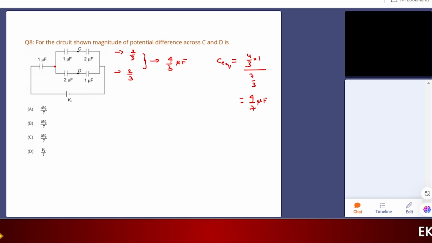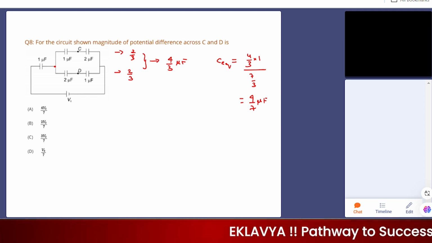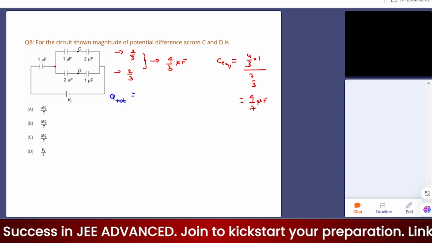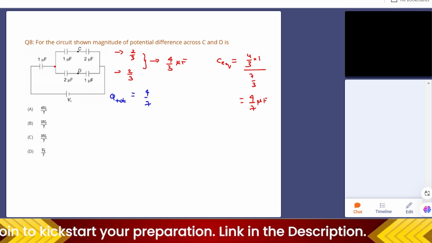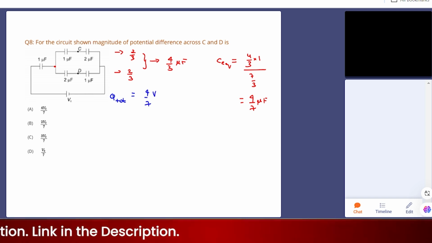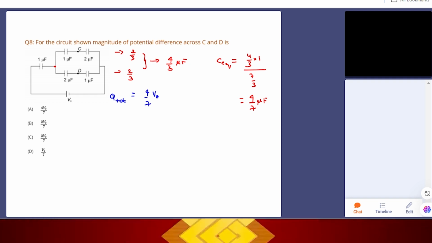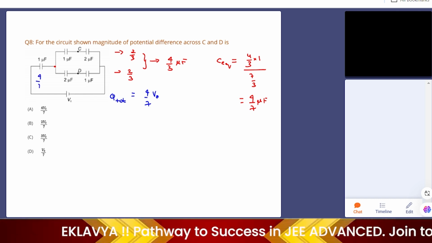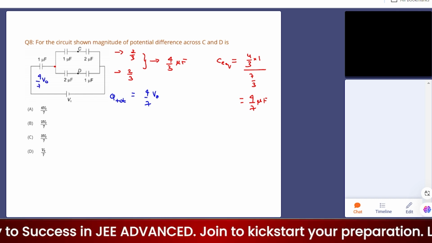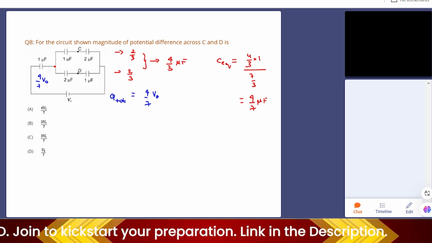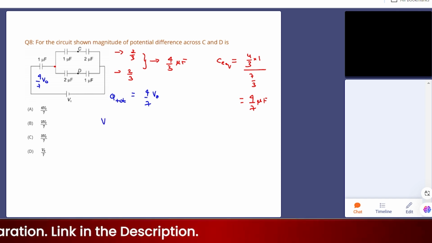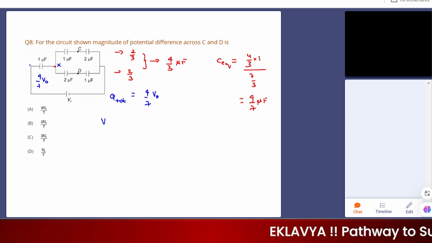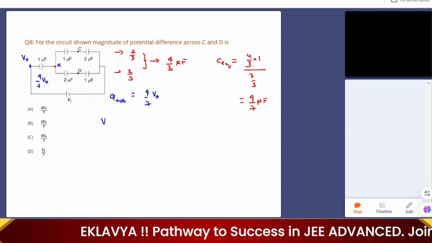From this, I can get the overall Q value. Okay, I got the C total. Let me get the Q total. So Q total will be C equivalent, that is 4 by 7, into V equivalent, that is V naught. So I get the Q total as 4 by 7 V naught, which means this particular 1 microfarad will have a total of 4 by 7 V naught of charge. What is the potential drop across this 1 microfarad? So I will mark this as X over here, and if this is V naught, then this entire thing over here also will be V naught.